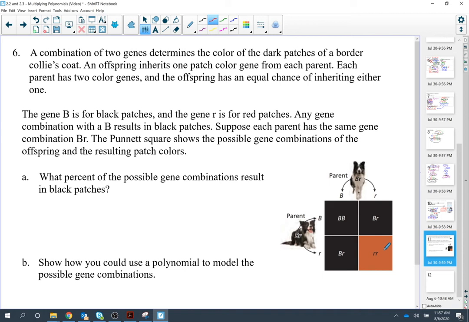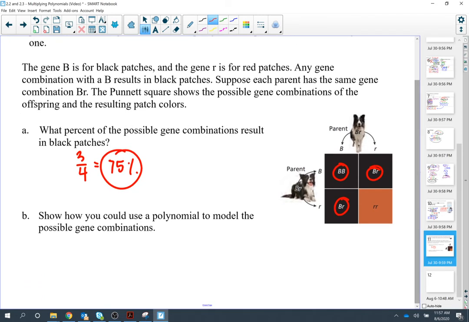Okay, letter A. What percent of the possible gene combinations result in black patches? Okay, so this is where we're looking at our Punnett square. Well, we've got this is black, this is black, this is black, this guy's red. So that would be 3 out of 4 are black, which is going to give us 75%. Part B. Show how you could use a polynomial to model the possible gene combinations.